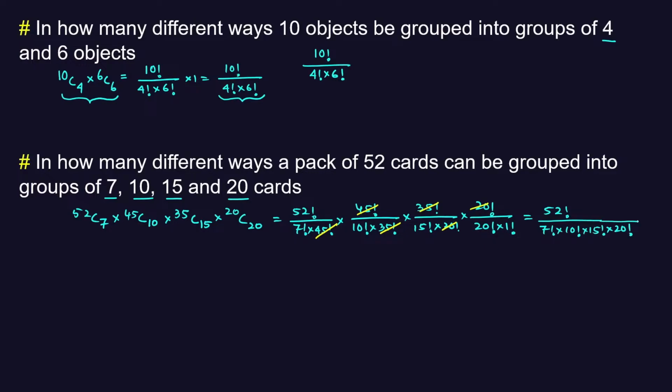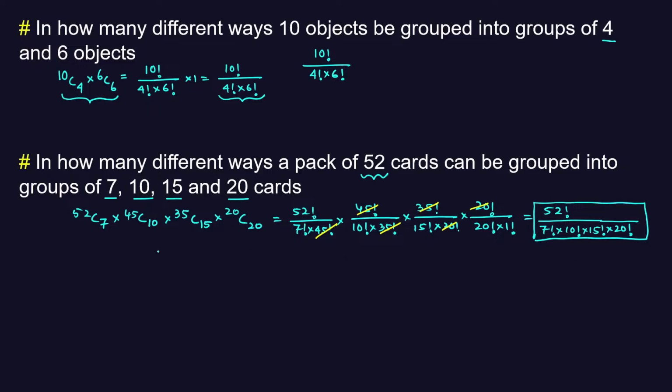Clear? Now you can easily see that this can be written directly from the question. How many cards are to be grouped? 52 cards. So in the numerator I have written 52 factorial, and you are dividing these 52 cards into 4 groups consisting of 7 cards, 10 cards, 15 cards and 20 cards. You see in the denominator I have simply divided by factorial 7, factorial 10, factorial 15 and factorial 20.